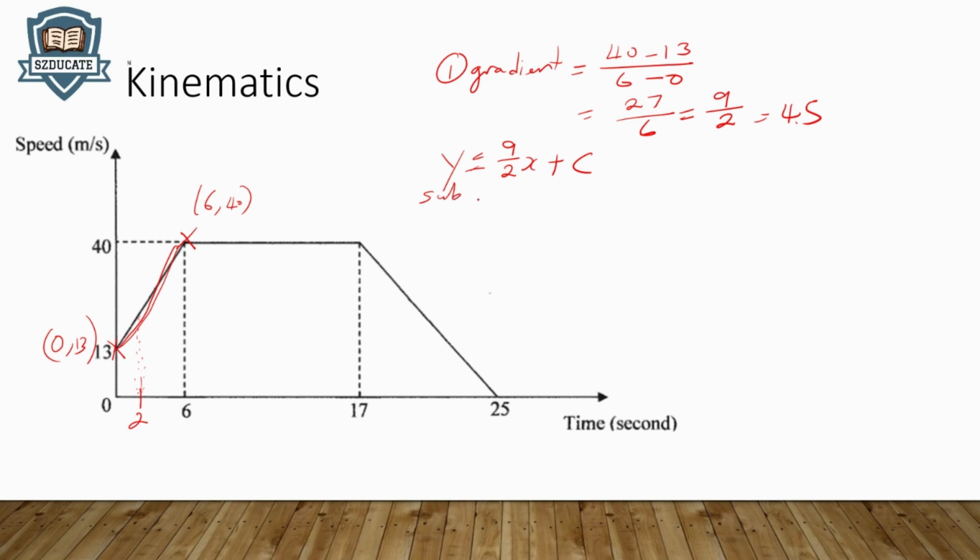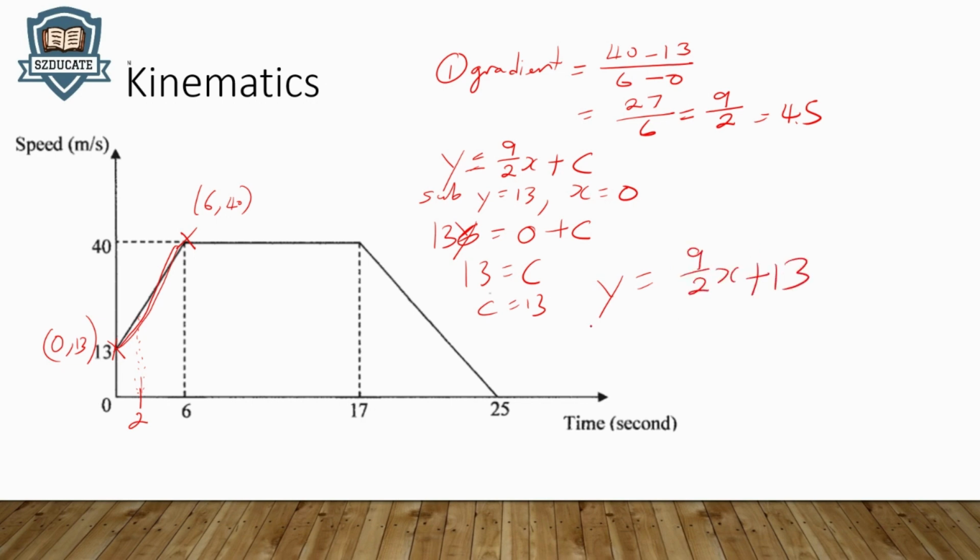So sub in y equals 13, x equals 0. So y equals, this thing is 0, plus c. No, sorry, y is 13. So 13 equals c. c equals 13. So your equation of the graph is y equals 9 over 2 x plus 13.